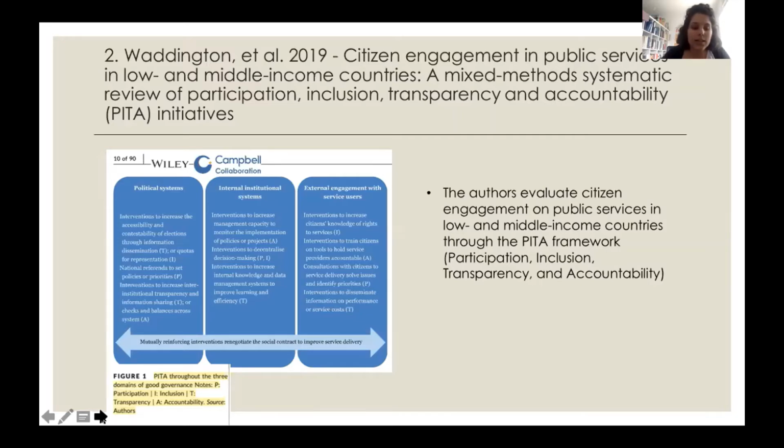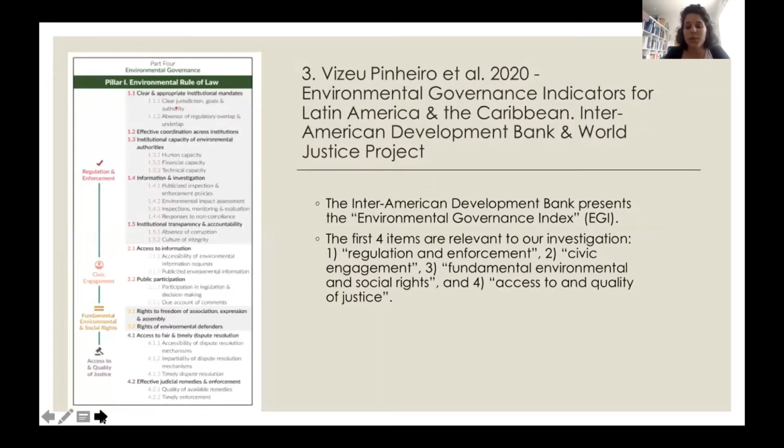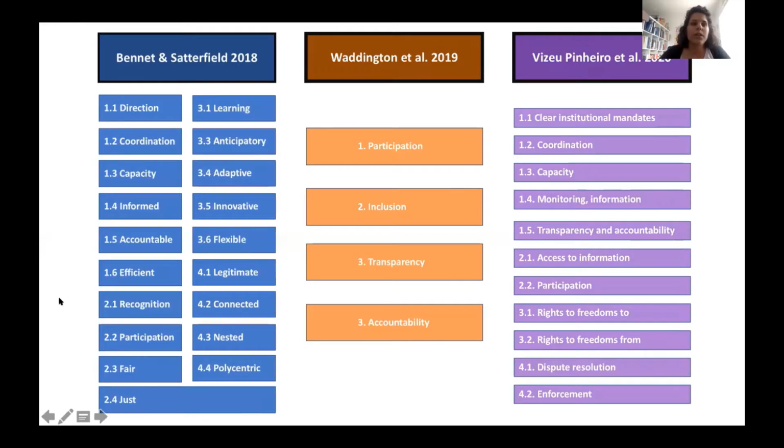And then the last framework that we found out thanks to Marlies, who I think is using it for her own work, is the Viseo and Pinheiro framework and many others that came very recently in 2020. It comes from the Inter-American Development Bank, and it focuses on Latin America. And it provides pillars of governance that contain 8 items that have to be met. And we thought that these first 4 pillars, with all their subsequent conceptualizations, are the ones that relate to our case.